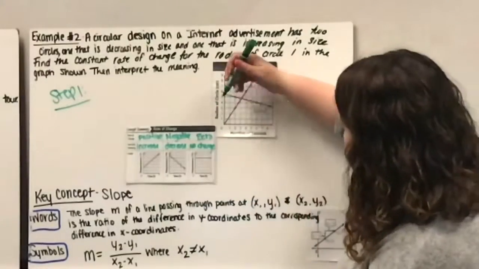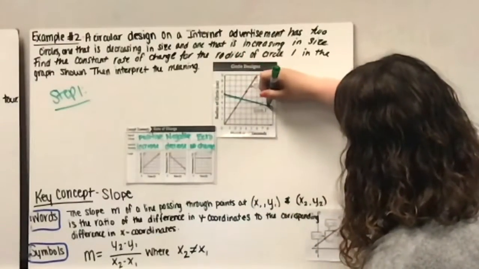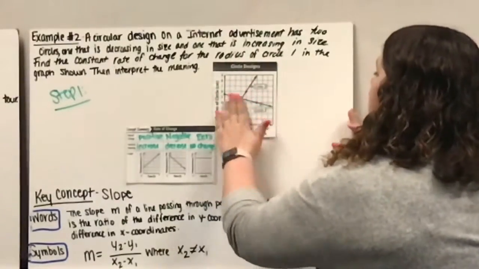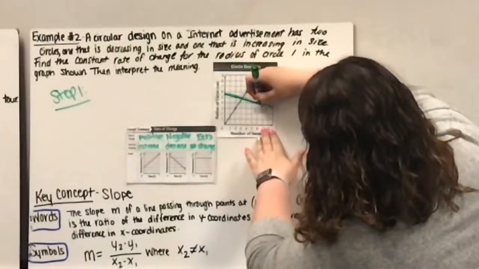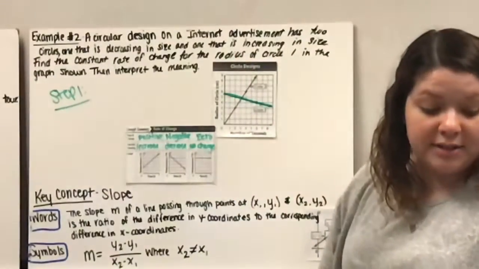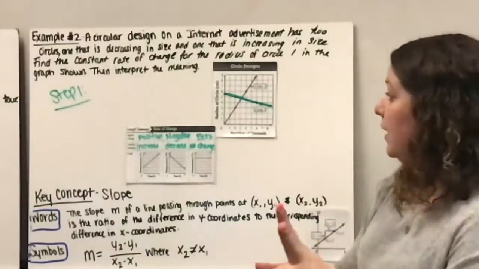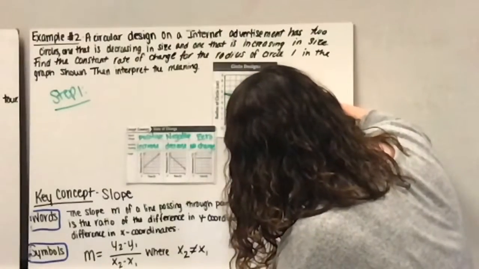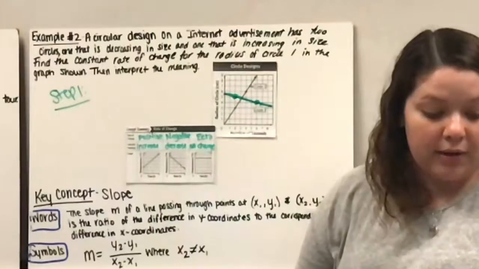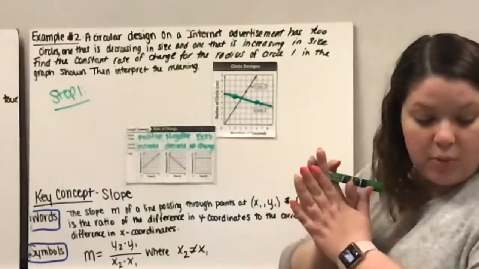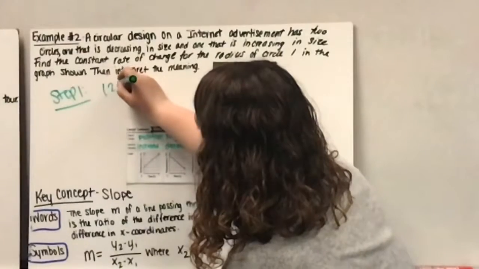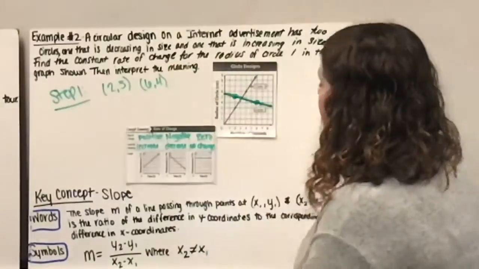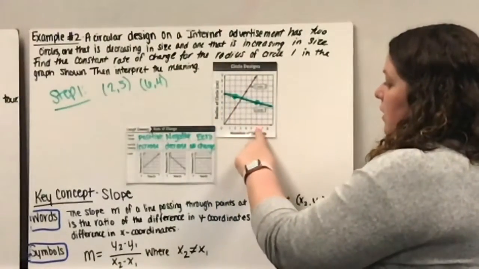So here's my circle 1 line. Circle 1, we're going to call that the green line. So I have to select 2 points on that green line. So if I select 2 points, I can select this one right here and that one right there. So I'm going to write down my point values there. So we can pick the point. So the first one is going to be 2, 5. And the second one is going to be 6, 4. Again, 2, 5, 6, 4.